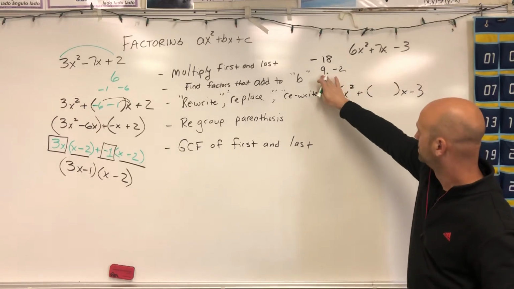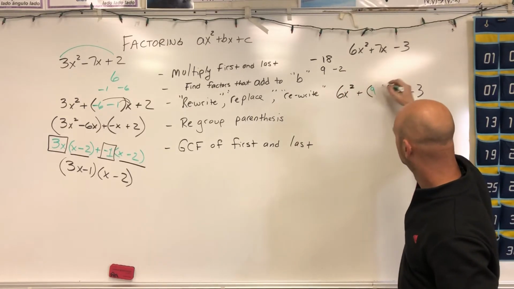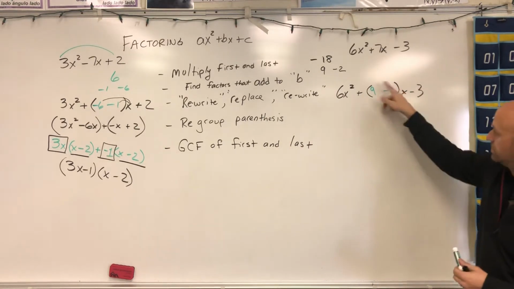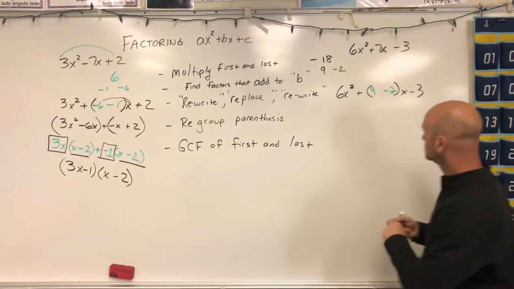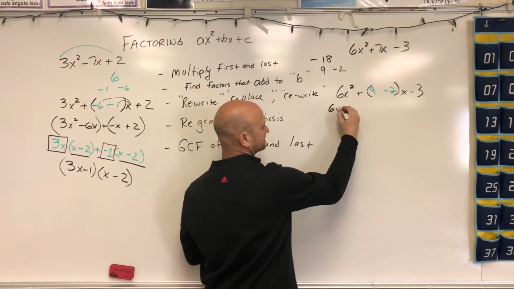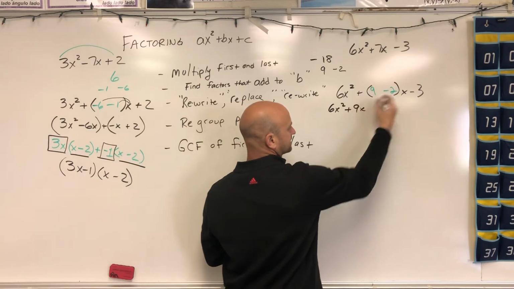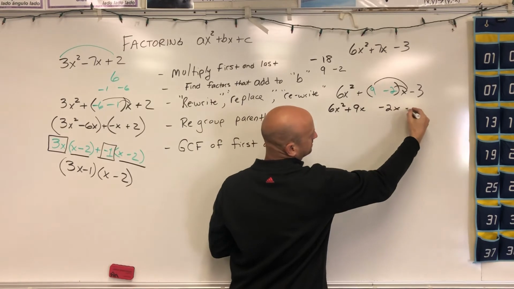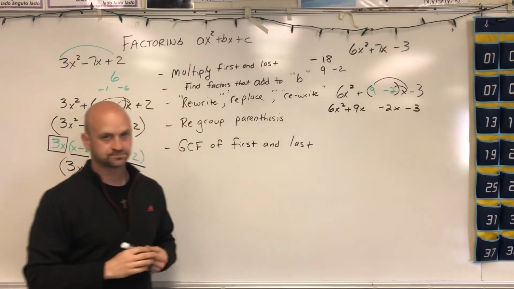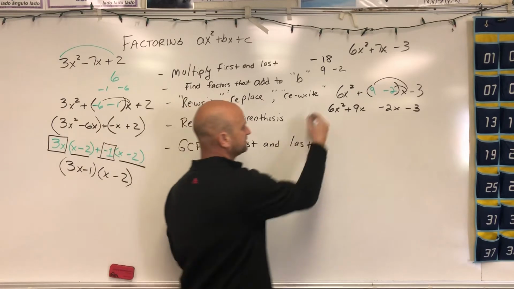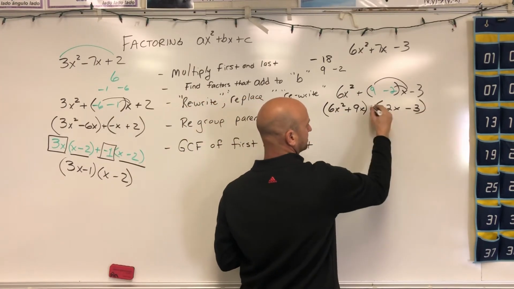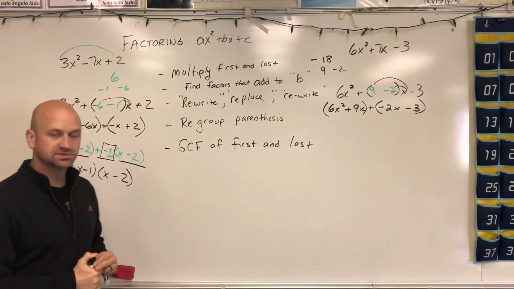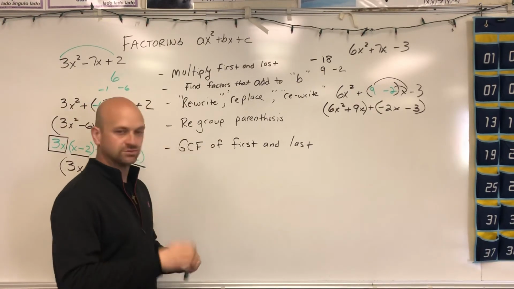So again, the bigger number should go first, like so. Now we're going to distribute this. So we would end up with 6x squared plus 9x. Again, remember the x comes from over here. Minus 2x minus 3. Okay? And then we're going to put parentheses around these and then put a plus sign in between them. Okay, so if that step's a little confusing, slow it down, walk it through word by word.